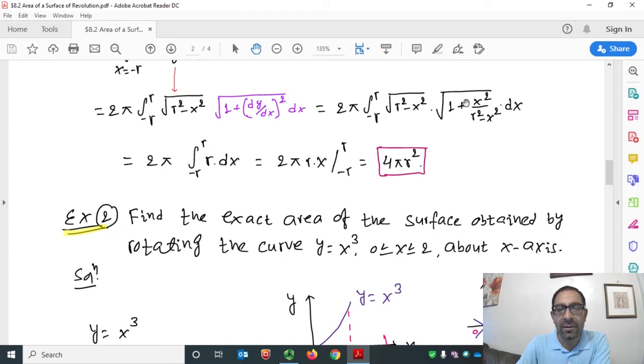Then we only have, under the radical, r square. So square and radical cancel, so only r is left. The 2 pi as it is, definite integral as it is, and dx. I hope this computation makes sense to you all.